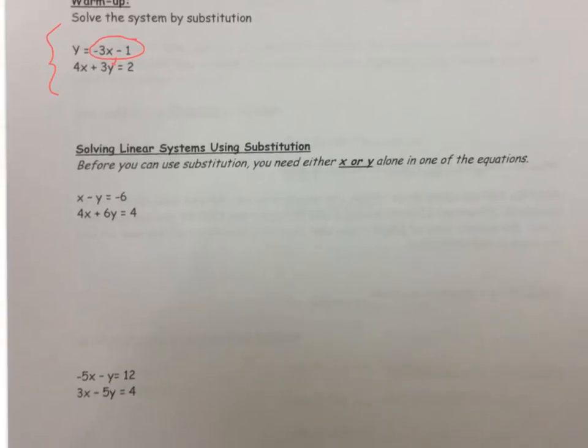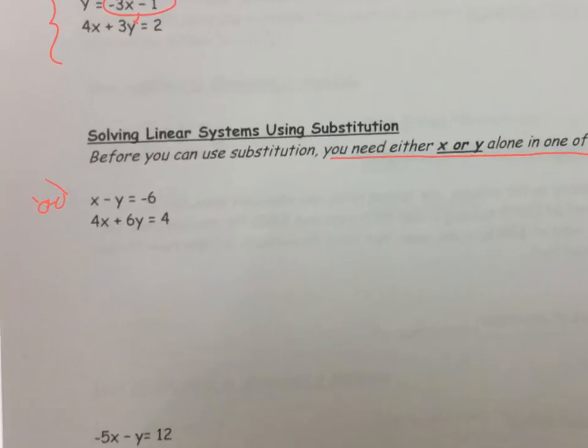The only difference is we're doing the same thing, but before you can use substitution, you do need either x or y alone. As we look right here, ooh, there's our little glasses. As we look right there, I don't see an x or a y alone, but I see how I can get that x or y alone. So I'm going to zoom in a little bit.